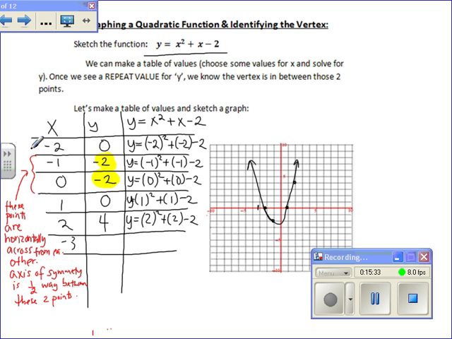From my table and my graph, I can see that the axis of symmetry is going to be right in between those 2 points that had the same y coordinate. Okay, so it's going to be running right in between those points. And I can also see that the vertex is going to be a minimum value here. Okay, if I wanted to figure out what those exact values are, I can do that. Let's go ahead and do that now.